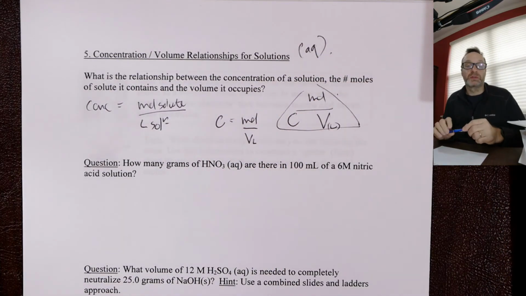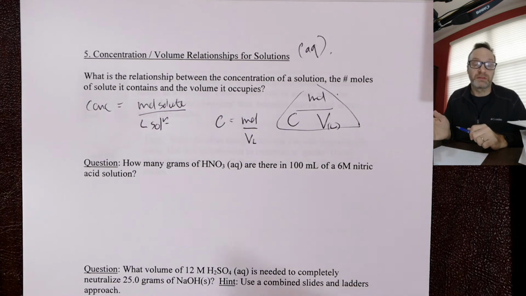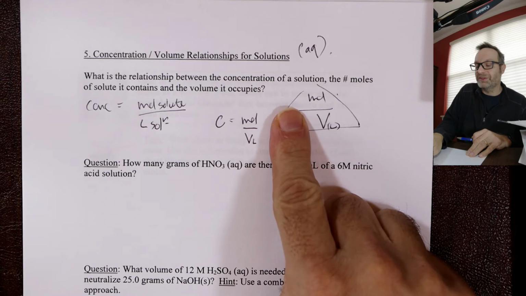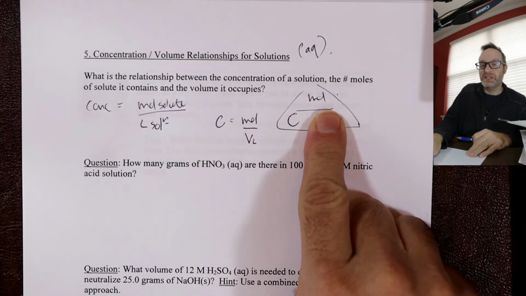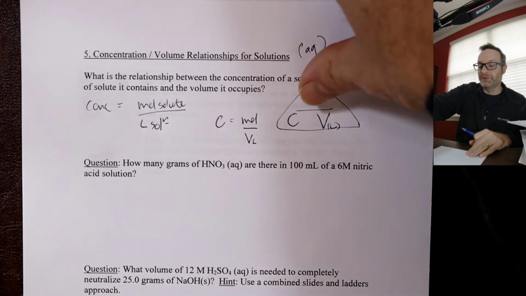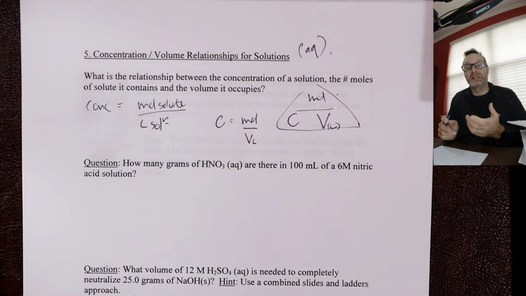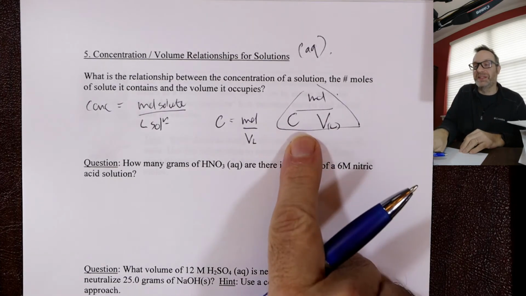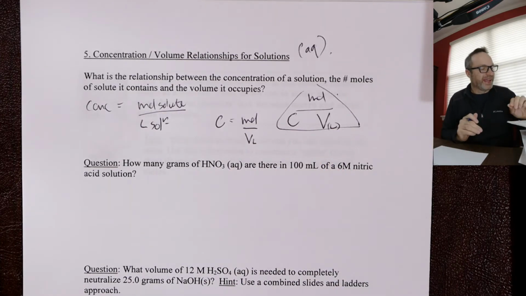Oftentimes in lab, you'll record volumes in milliliters, so convert to liters to get moles. So concentration is moles per volume in liters, volume is moles over concentration, but the one we use most of the time is moles equals CV. You'll see moles equals CV in the book, but it's only one of 3 equations. Occasionally, you'll have to MacGyver another one, but if you have this triangle in your head, no MacGyvering.